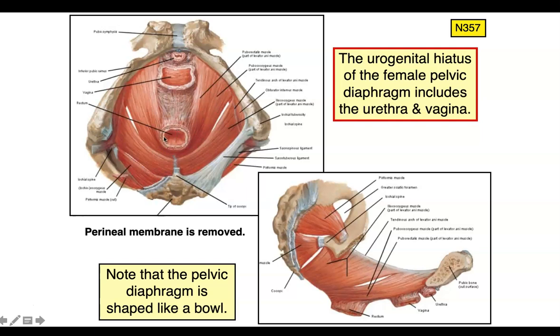And you can see in the female, there is the anorectal hiatus or opening for the anal canal. There is the urethral opening most anteriorly, and also in the female there is the vaginal orifice. So the female has the vaginal orifice, urethral orifice, and the anorectal hiatus or anorectal orifice in the pelvic diaphragm.